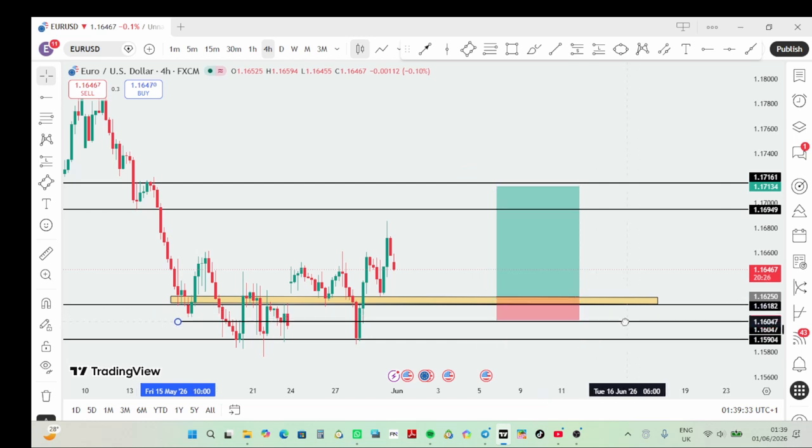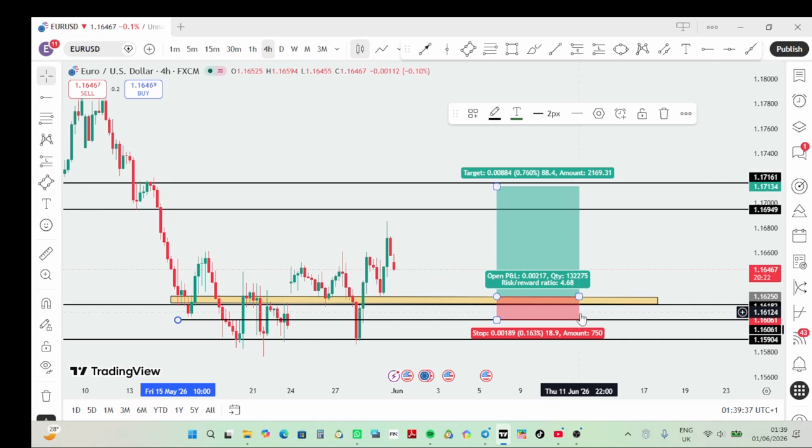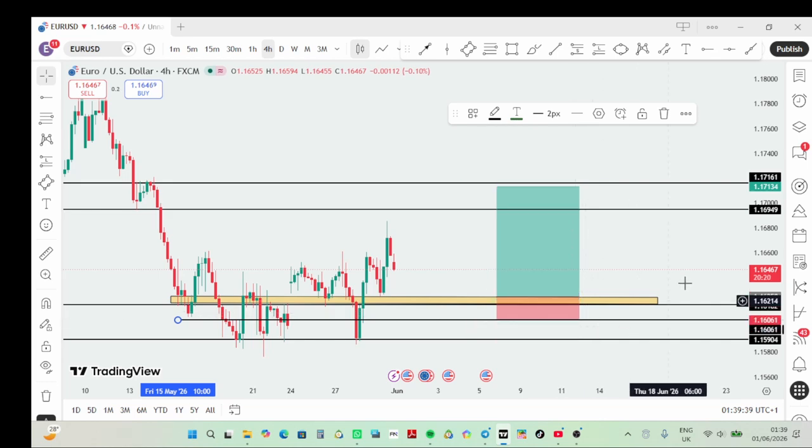I prefer to use it. It's just a 16 pip stop loss, which is very good for the market. 18 pip stop loss. So you can just look for your entry. Once you see a rejection, make sure you see a strong confirmation rejection candlestick before you join.